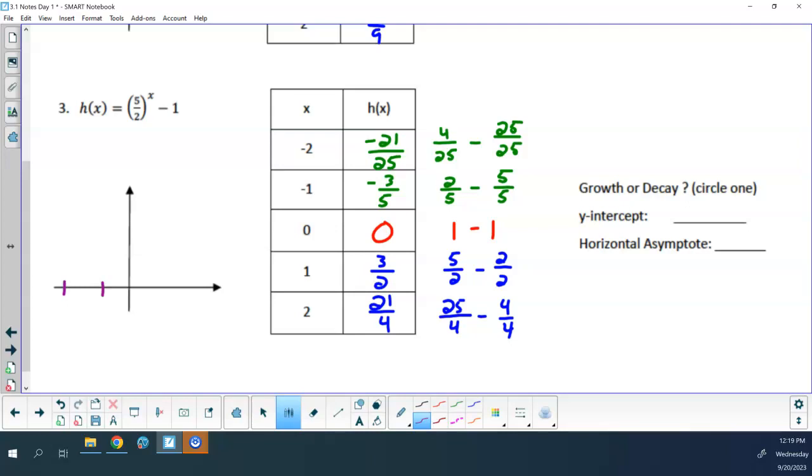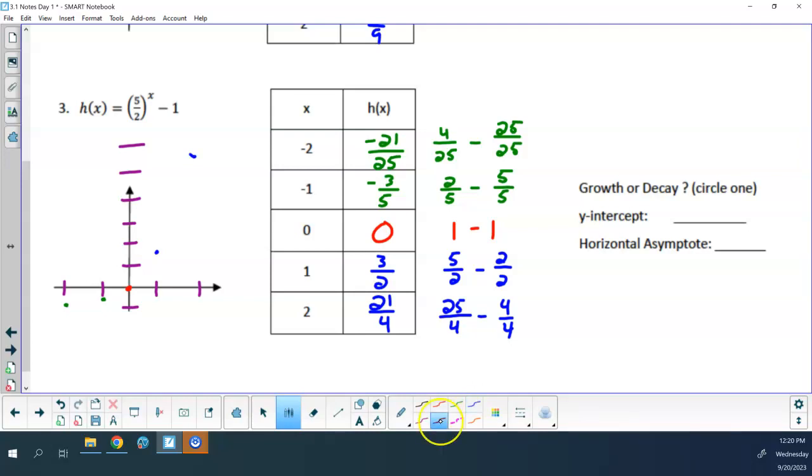0, 1, 2, 1 and 2 and 3 and 4 and 5 and 6. Okay. -21, oops, I gotta go down 1. -21/25 is almost -1. -3/5 is -0.6. The origin is the origin. 1, 1.5 would be here. 2, 5.25 would be there.